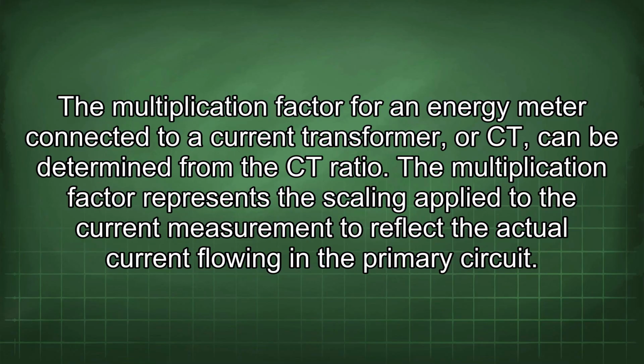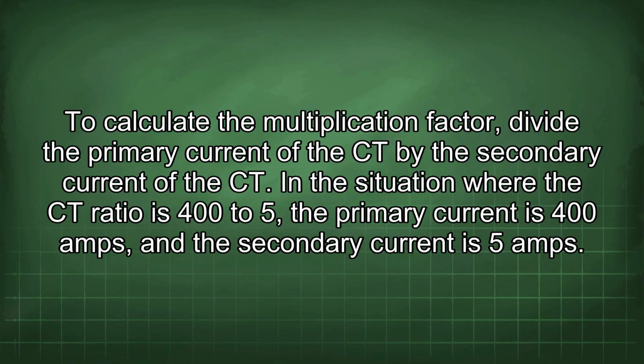The multiplication factor for an energy meter connected to a current transformer, or CT, can be determined from the CT ratio. The multiplication factor represents the scaling applied to the current measurement to reflect the actual current flowing in the primary circuit. To calculate the multiplication factor, divide the primary current of the CT by the secondary current of the CT. In the situation where the CT ratio is 400 to 5, the primary current is 400 amps and the secondary current is 5 amps.